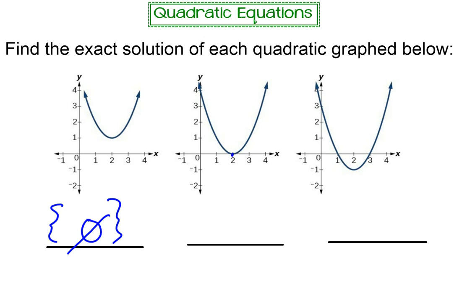The second one has a single point. It is the point 2, 0. But a solution is just the x value. So we're going to label it like this. And since there are two solutions here, we're going to put a comma between them.